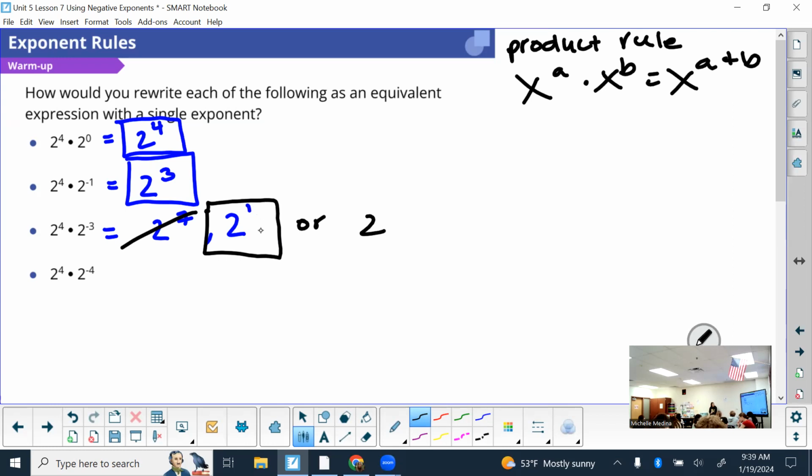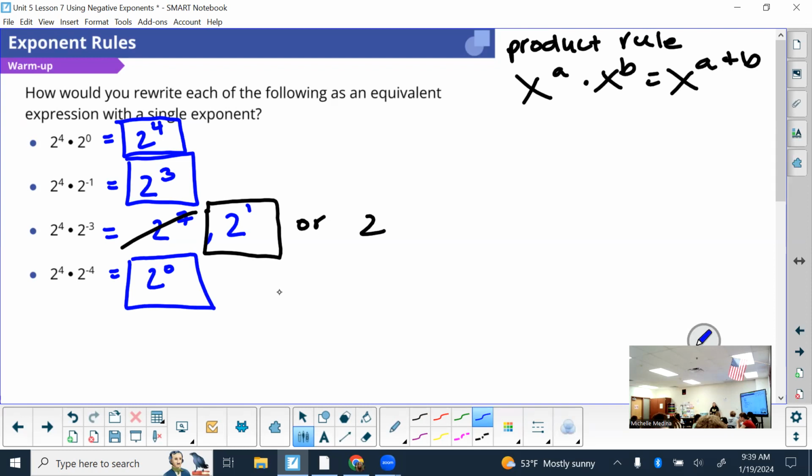So then table 2, I'll give you a shot for reading yourself. 2 to the 4th times 2 to the negative 4. The exponents: 4 plus negative 4. I have $4 and I take $4 away. 0. So 2 to the 0 is how you rewrite the last one.